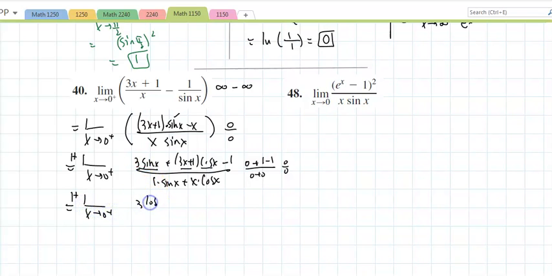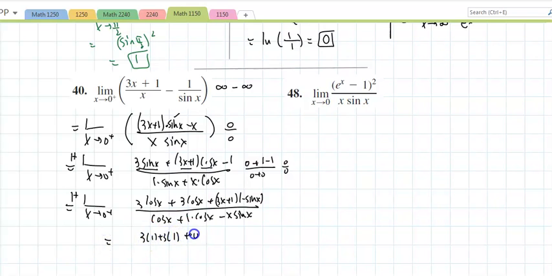This will be 3 the cosine of x. Product rule again, 3 times the cosine of x plus 3x plus 1 times negative the sine of x. The 1 disappears. Derivative of sine is cosine of x. Product rule, 1 times cosine of x minus x sine of x. If I put 0 in now, I'll get 3 times 1 plus 3 times 1 plus 0 over 1 plus 1 minus 0. That will be 6 over 2, which is a 3.